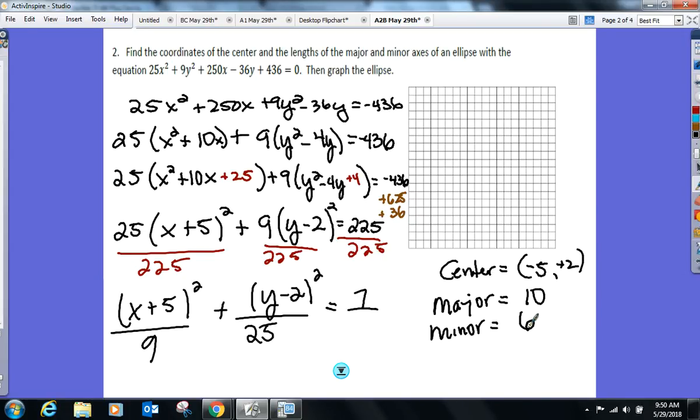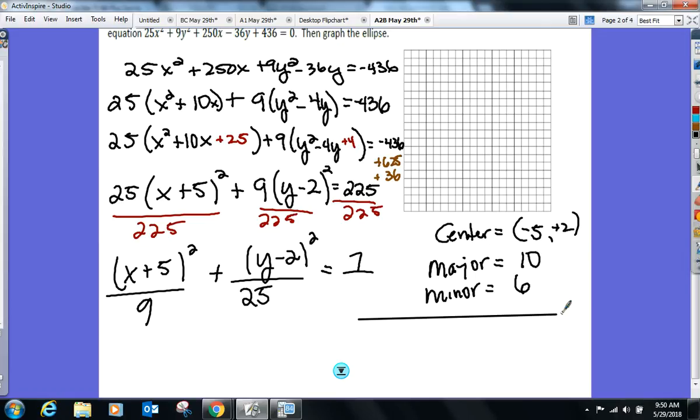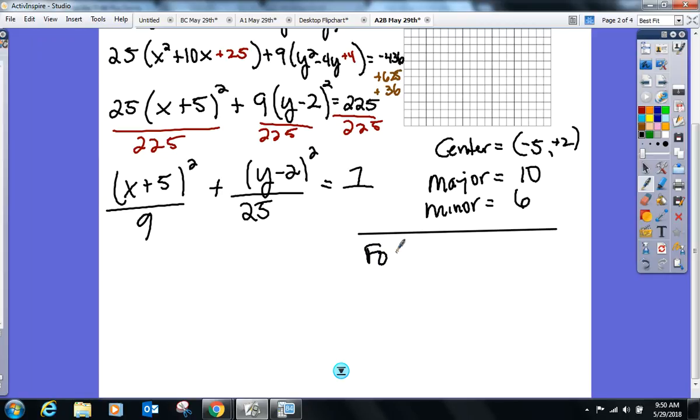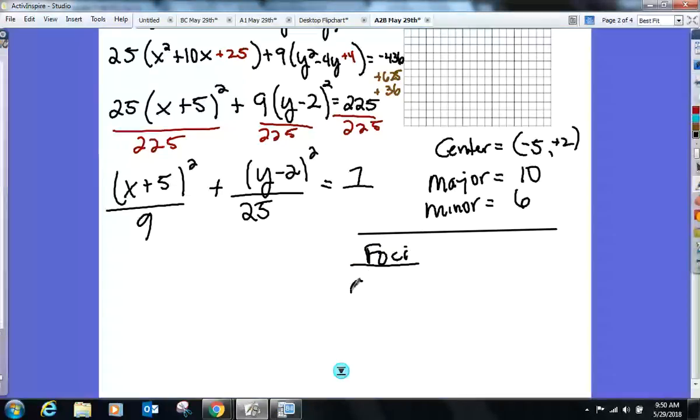Okay, foci. A squared minus B squared equals C squared. 25 minus 9. What is that? 17? No. 16. One job. 16, right on the paper.